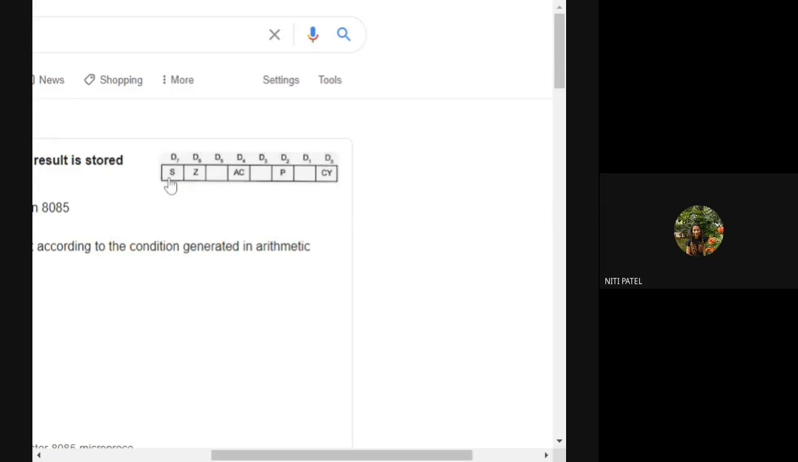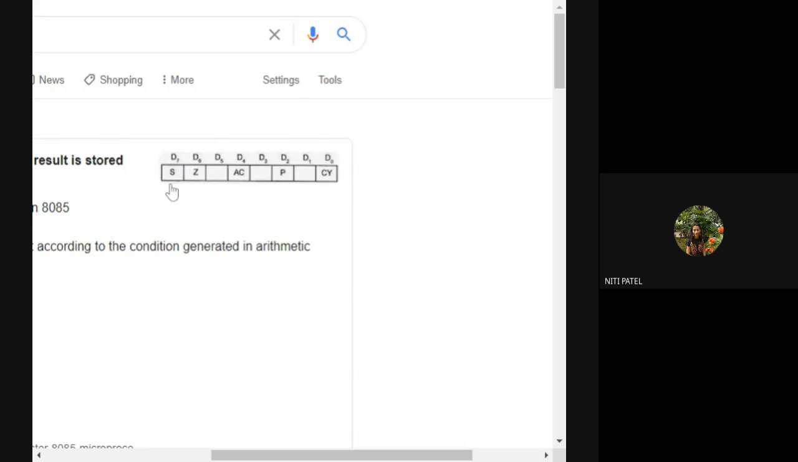Now if I give you a number 33, is this number positive or negative? It is positive. So if it is positive, what will be set at the sign? Two values can be set, either 1 or 0. If it is positive, it will be set to 0. If it is negative, it will be set to 1. Understood? That is your sign bit, the S flag. So D7 will be set either to 0 or 1 depending upon the sign of the number.